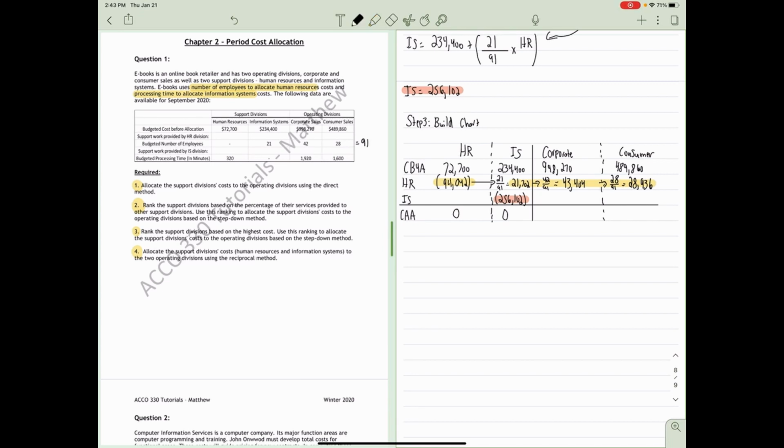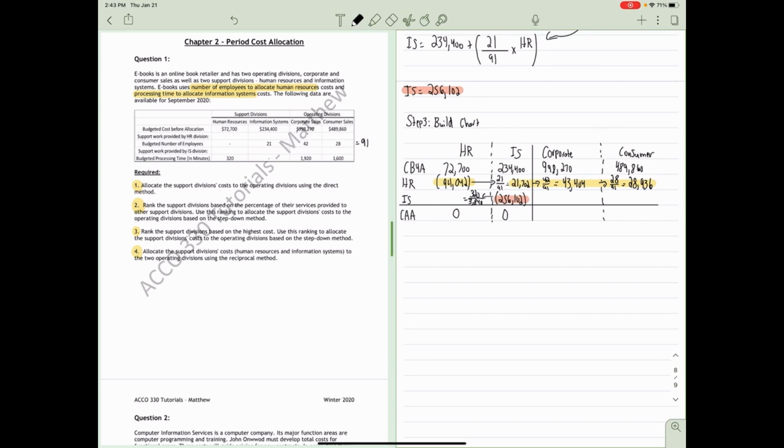Now we have to ask ourselves here, guys. Well, we could do the same thing that we did before, right? What number gets me to 0? Or I can multiply 256 by the amount that HR uses. Because think about it. We have to ask ourselves here, how much does HR use of the information systems? Well, HR uses 320 minutes out of the total 3,840. All right, so you can multiply by that number, or you could just use basic algebra. So what gets you to 0? So let's do that now.